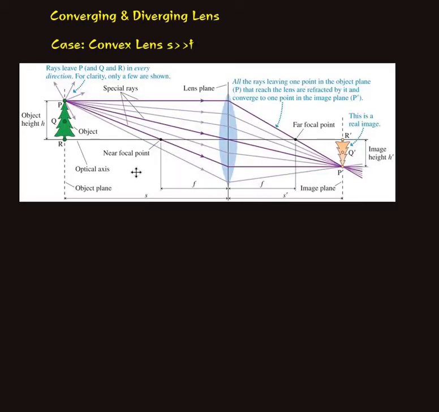Now we're going to our discussion of converging and diverging lenses. So I'm going to write here a diagram. Voila, and here's the diagram. This is a case of a convex lens in which the object is far away from the focus. And look what happened. Here's the focal point, or the near focal point as I had to call it.